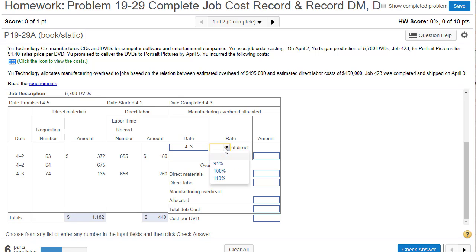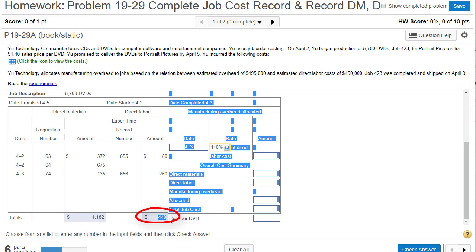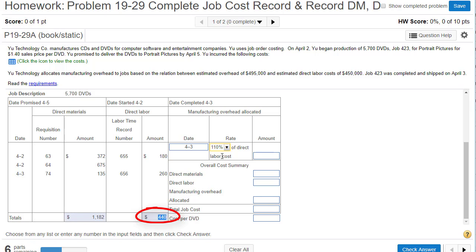So the rate is going to be 110%. They could have allowed us to use $1.10, but they chose not to. So what we're going to do now is take the direct labor costs, $440, times 110%, which is 1.1, and that is the amount of overhead we're going to allocate to this job. So that turns out to be $484.